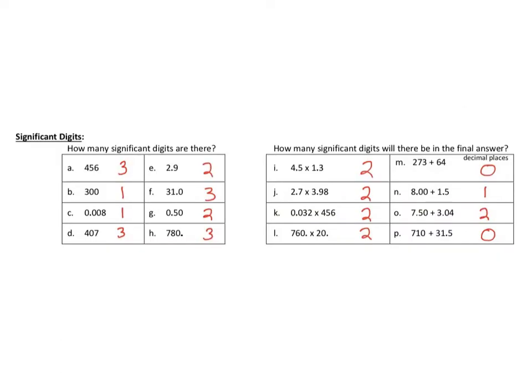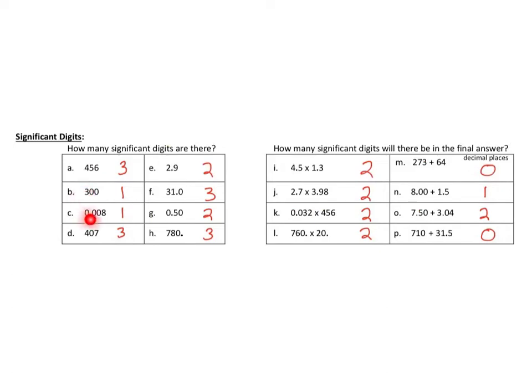In this review of significant digits, A through H asks how many significant digits are there? Remember, digits such as 1 through 9 are always significant, as in the first example, and the 3 here in example B.